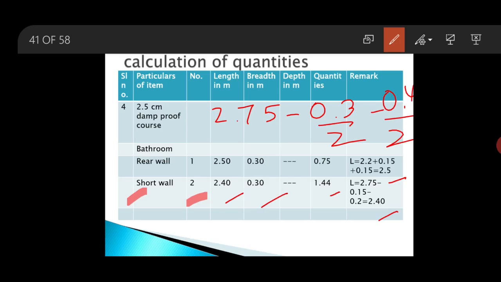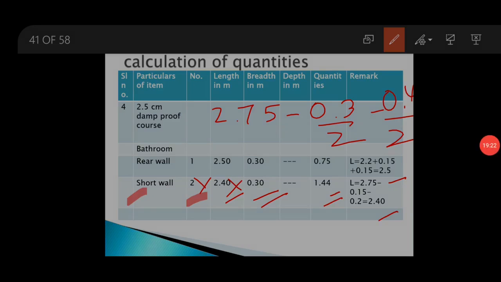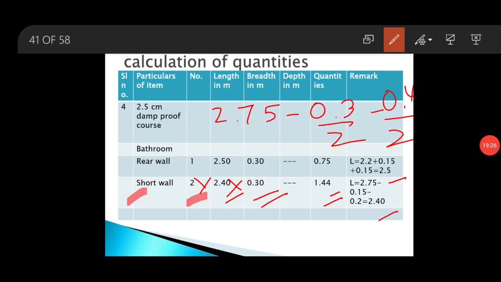Width is 0.3. As this is a 20 centimeter wall, therefore width of the DPC will become 0.3. Then by multiplying all this we will get the quantity as 1.44 square meter. Clear? Now we have completed the entire building.